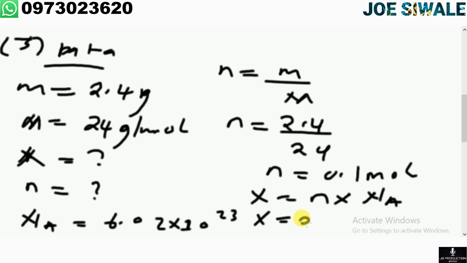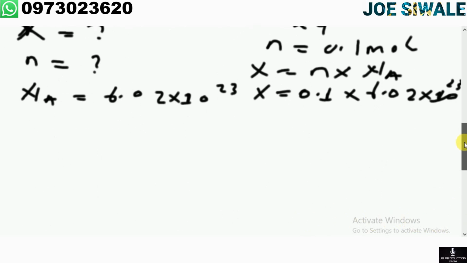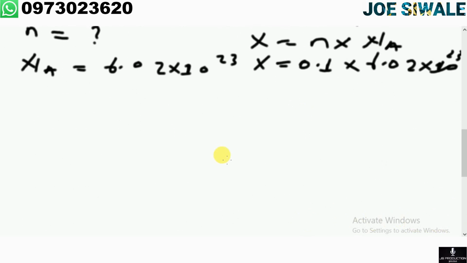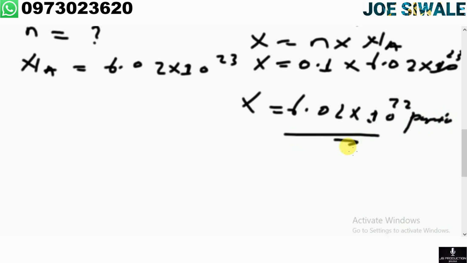The number of moles here is 0.1 multiplied by 6.02 times 10 to the power 23. Then if you do your calculations there, x will be equal to 6.02 times 10 to the power 22 particles. So that's the answer. Make sure you do question 4. Make sure you go through question 4.